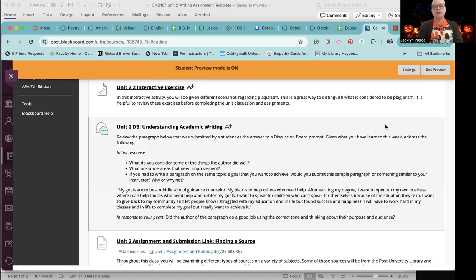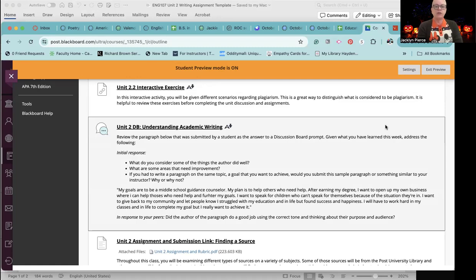And in responding to your peers, a little helpful hint would be to answer this question. Did the author of the paragraph do a good job using the correct tone and thinking about their purpose and audience? So you read their paragraph that they wrote and you comment on that.